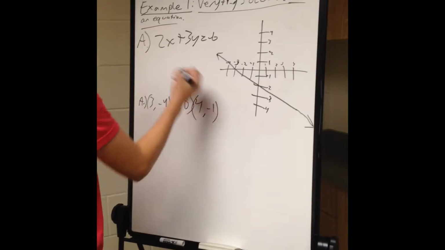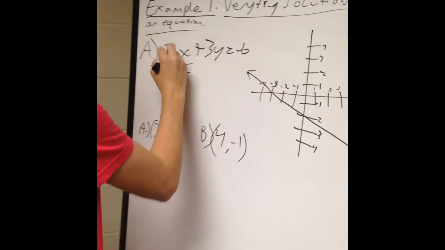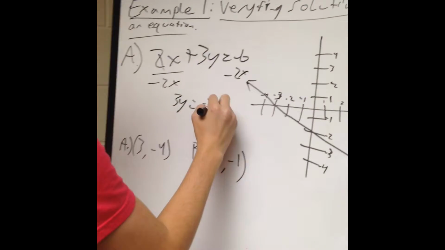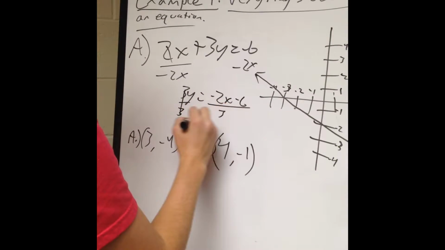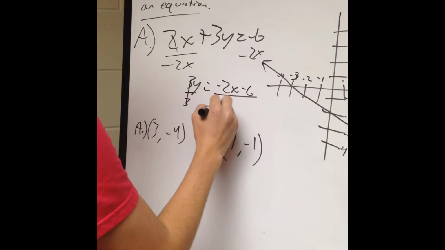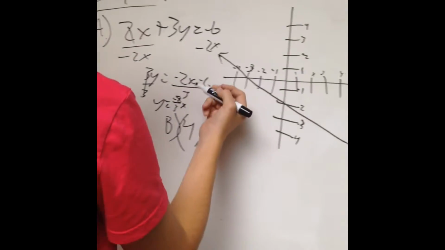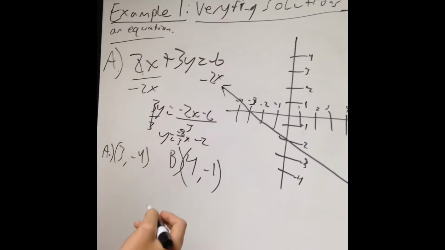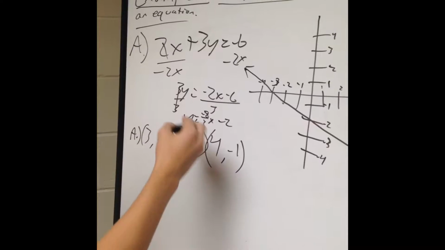So I'm going to put this into y equals form. You subtract 2x over here, so 3y equals negative 2x minus 6. And you divide by 3, so y equals negative 2/3 x minus 2. Then what you need to do is graph this.